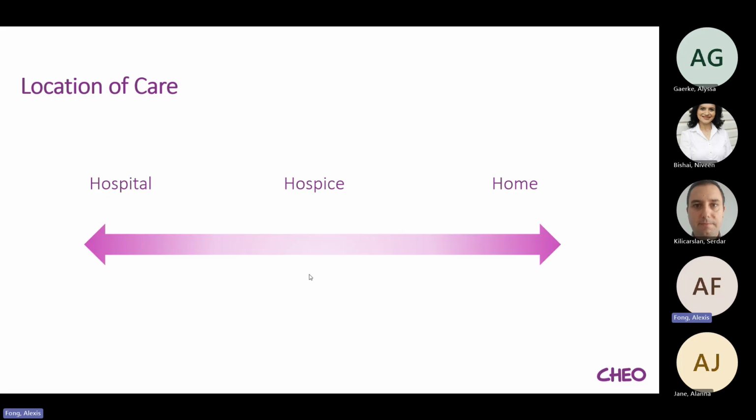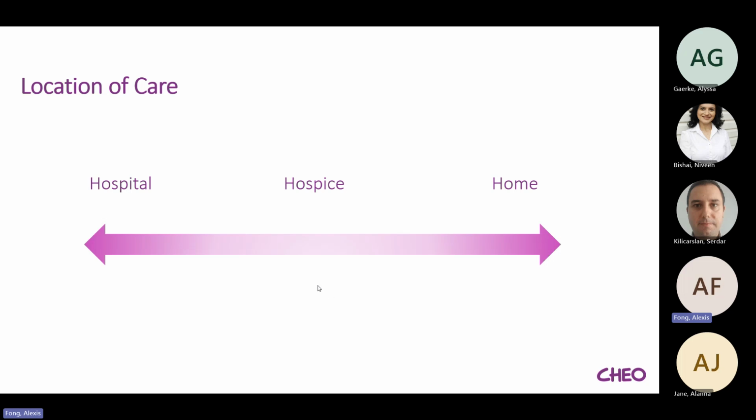In terms of locations of care, we've kind of touched on this already. It can be hospital, it can be hospice, it can be home, it can be anywhere in between, and can transition from one place to the other, all depending on the family's goals, their symptom management needs, etc.